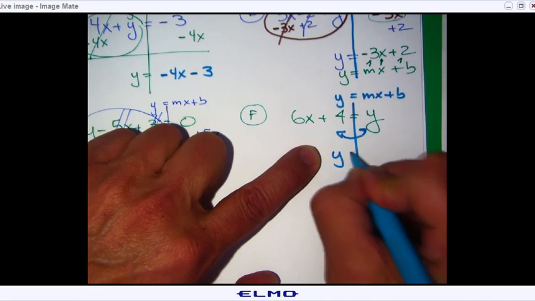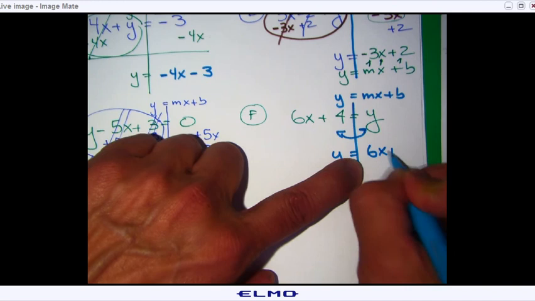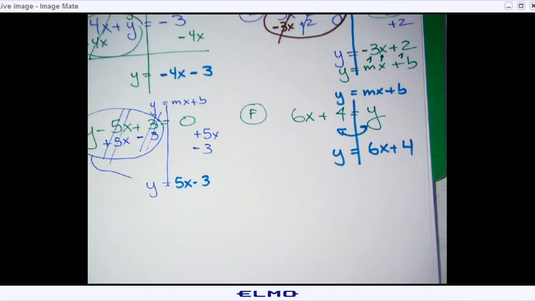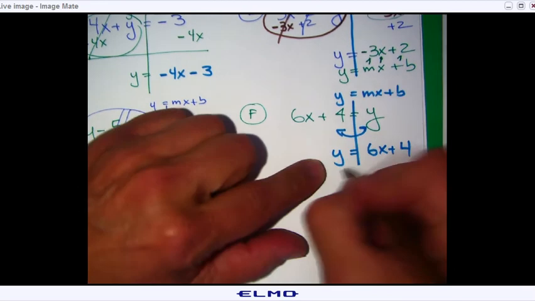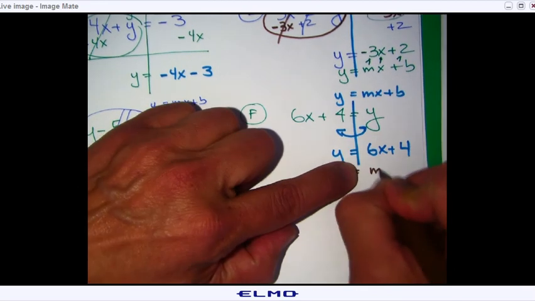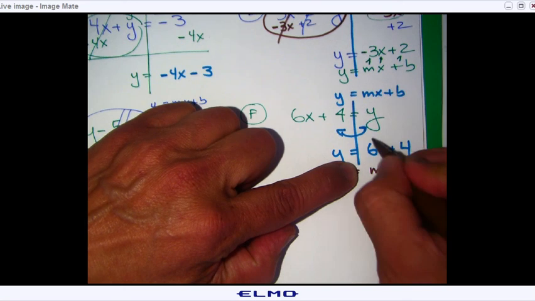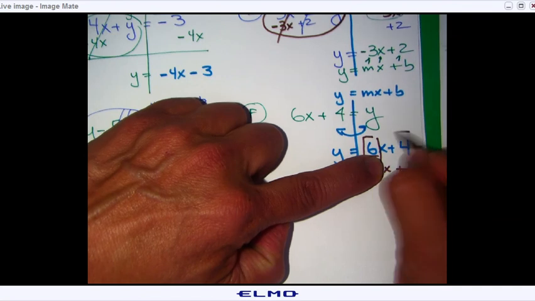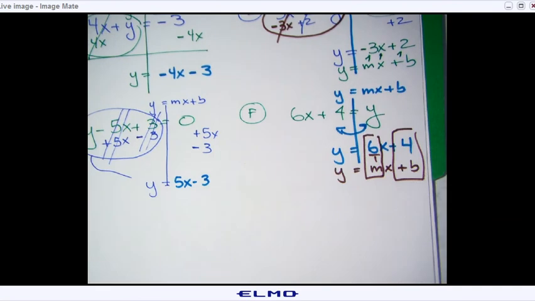So y equals 6x plus 4. Wait, mister, that's it? It's already y equals mx plus b. Yeah, there's your graph. There's your 6 over 1, and there's your b, 0, 4. And that's it for that one. Good job. I'm going to pause it.